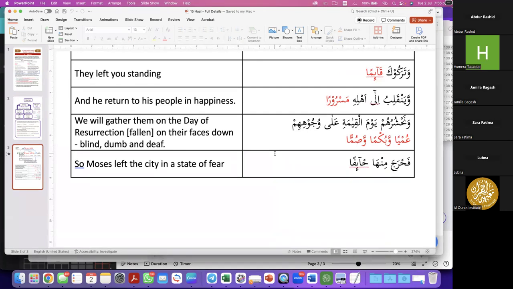Next one is wa nahshuruna. Nahnu, we will gather them, bring them together, Yawm al-Qiyamah, the day of Judgment, ala wujuhihim, with the faces down. Although it is jar majroor, it is al-Qiyamah.